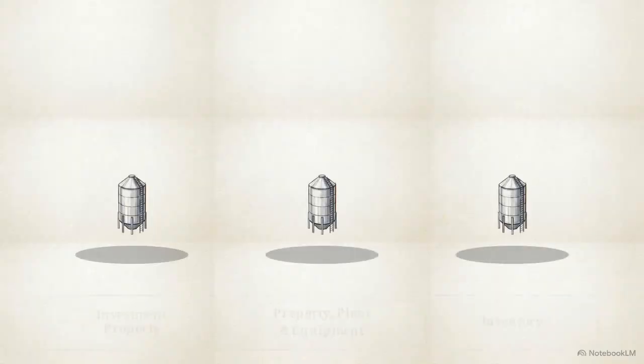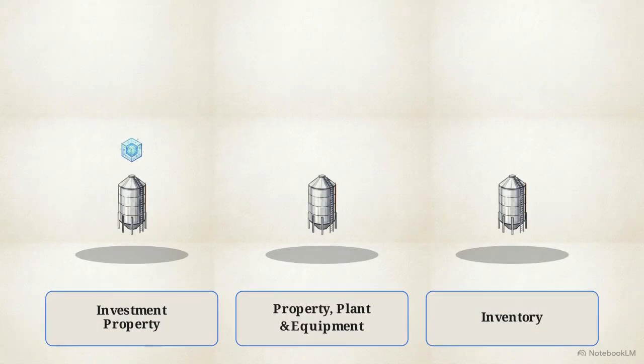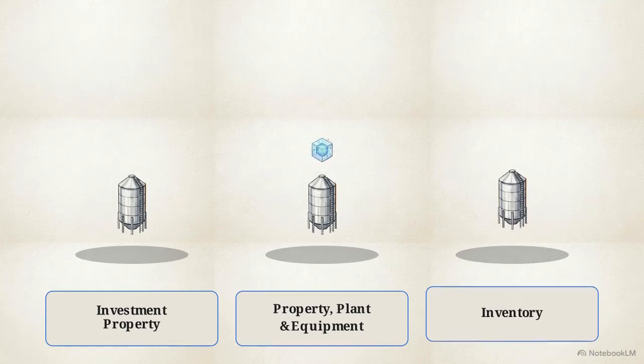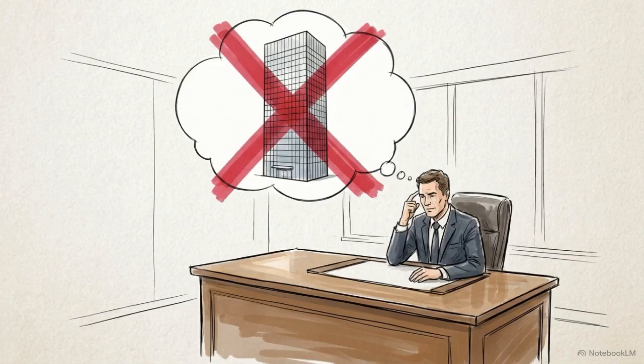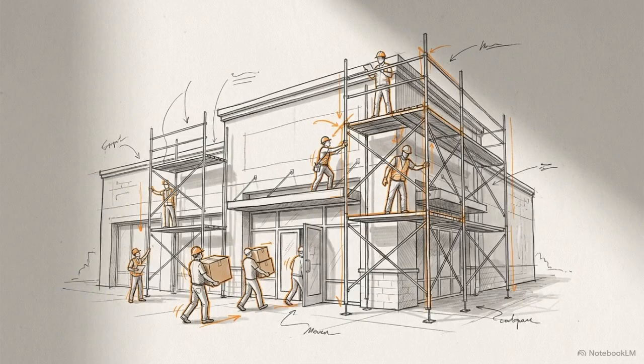Over time, an entity might change how a property is used, requiring a transfer between investment property, property, plant and equipment, or inventory. Section 8 outlines strict requirements for these movements. Transfers are only permitted when there is clear evidence of an actual change in use. A change in management's internal intent is not enough to trigger a transfer. The shift must be observable. For example, the start of owner occupation or the beginning of a development phase with a view to sale.